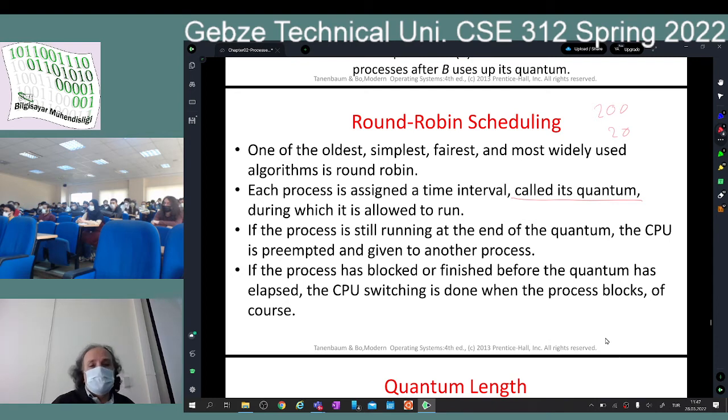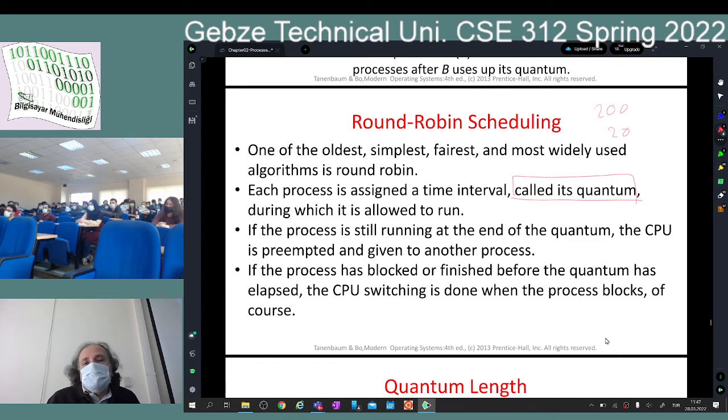Any questions about round robin? The thing is, here is the quantum length. Should it be okay? What is the problem? Again, I'm going to make a trade-off. Actually, we love this kind of stuff. When we don't know what we are talking about, we love this kind of discussion.